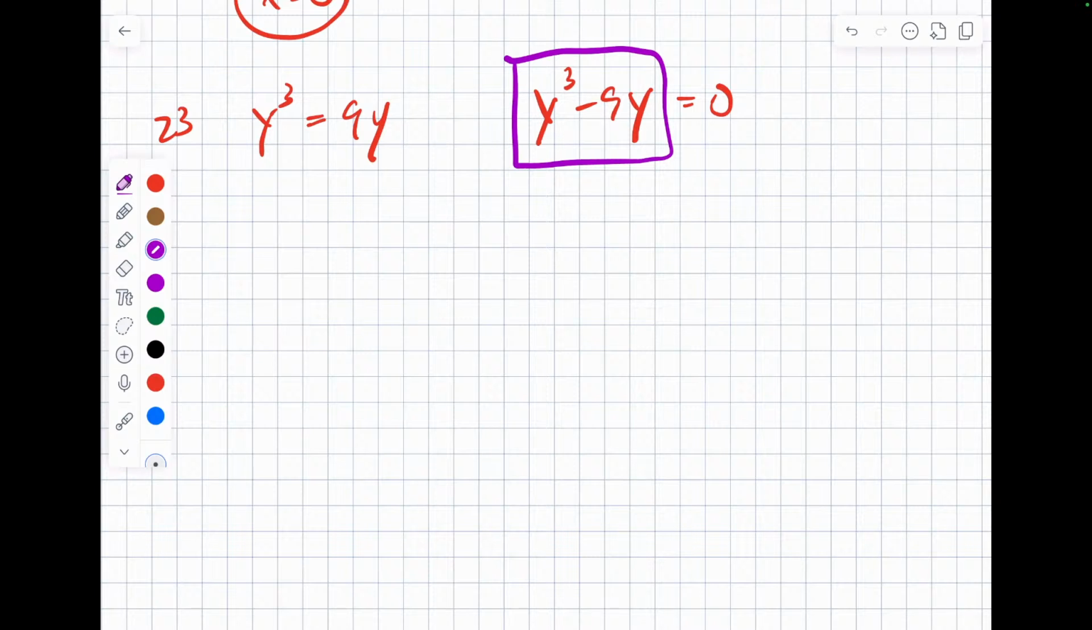Okay, so make sure you graph only this. Don't put it on a calculator. This part, no, don't graph this part. Just only graph this. But you have to make sure the equation is equal to 0 first before you graph.